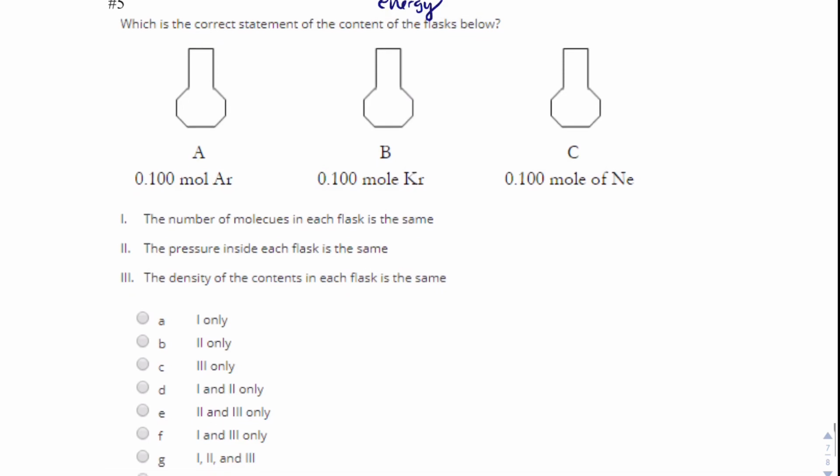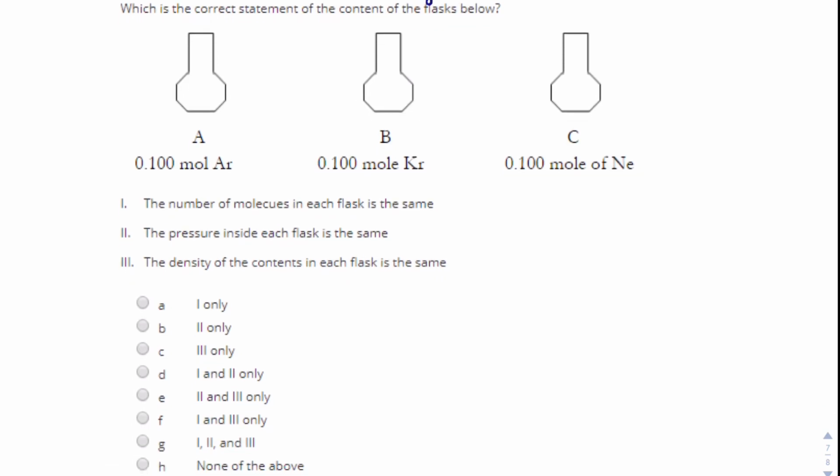Okay. Which is the correct statement of the content of the flasks below? Okay. Part 1 says the number of molecules in each flask is the same. That is true. The reason why is if I did moles, 1 mole is 6.02 times 10 to the 23rd particles, or molecules, whatever you want to say. I'm going to get the same answer, okay? I'm going to get that 6.02 times 10 to the 24, or excuse me, 22, because they all have the same moles. So that has to be true. So automatically, I can get rid of those 3 answers.